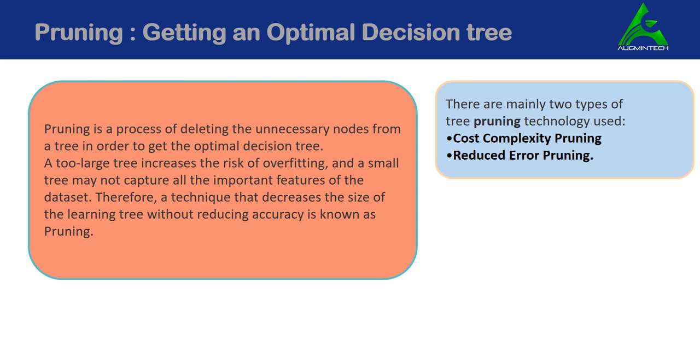Exactly, the tree has to be properly fitting. It should not have the risk of overfitting, and a small tree may not capture all important features of the data set. So having a too large tree or a too small tree is not useful. Therefore, a technique that decreases the size of the learning tree without reducing accuracy is known as pruning. There are two main types of tree pruning technologies. One is cost complexity pruning, the other is reduced error pruning.